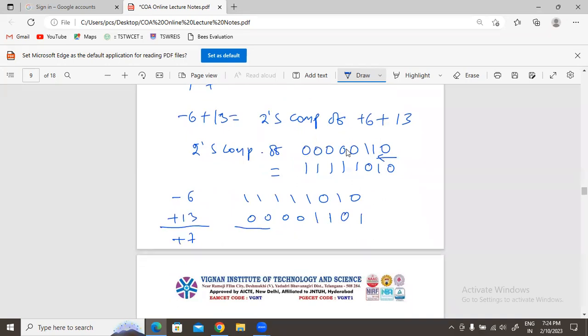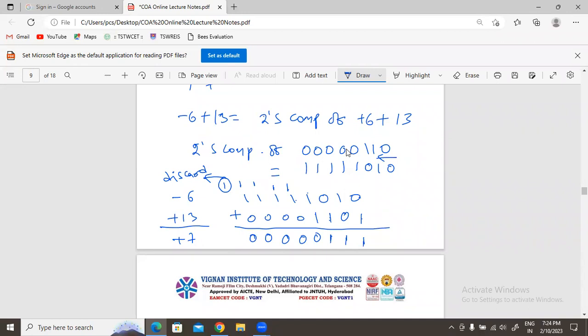Now let me check whether we are getting the same answer or not. 0 plus 1 is 1. 1 plus 0 is 1. 0 plus 1 is 1. 1 plus 1, sum 0, carry 1, and this repeats for the remaining bits. Here the end carry is discarded. In this arithmetic addition, the end carry will be discarded.